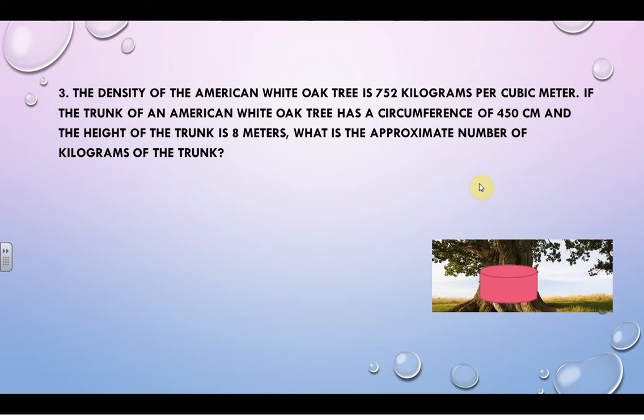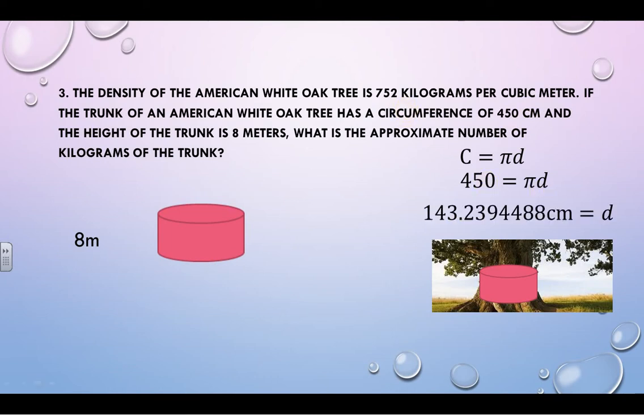First of all, we need to realize that a tree trunk is probably a cylindrical type shape, okay? Now, it might not be exactly, of course, but we are approximating here. We're using shapes to figure out what it might be. So we have 8 meters for our height, and they also told us that the circumference is 450 centimeters. So I don't know what the radius or the diameter is, but I'm going to use the information to work backwards to find the diameter.